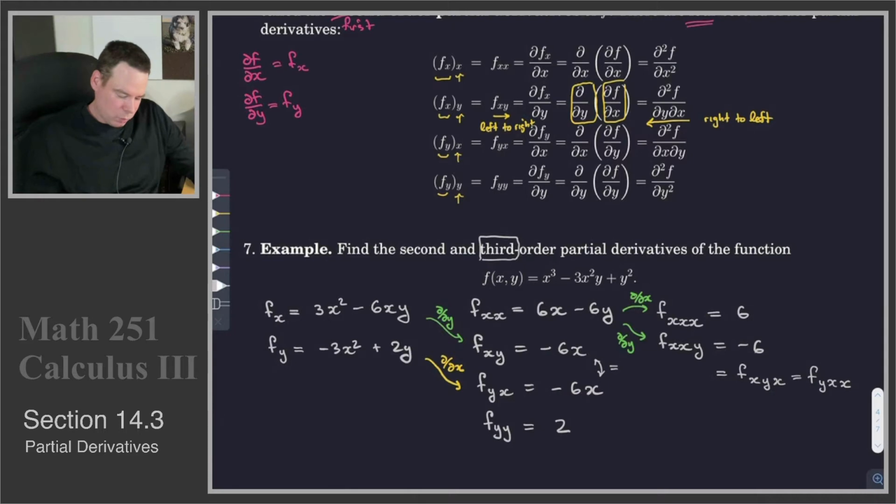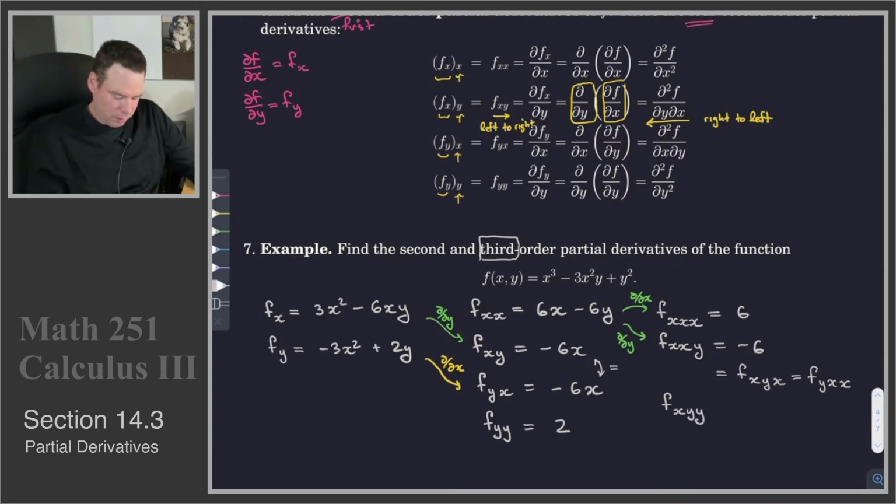So what is f_xyx? f_xyx means start with this one, f_xy, and then differentiate with respect to x. And we see that we get negative 6 as a result. What about f_yxx? f_yx is this one. We're going to differentiate it with respect to x, and again we get negative 6. So even though there are 8 different possible derivatives, a lot of them just end up being equal. So we've dealt with all the cases where we've done 2 x derivatives and 1 y.